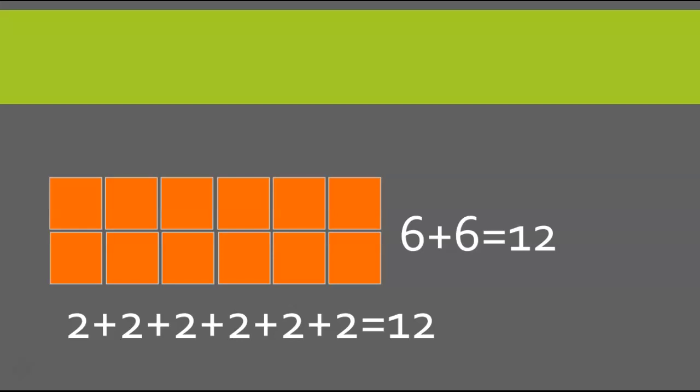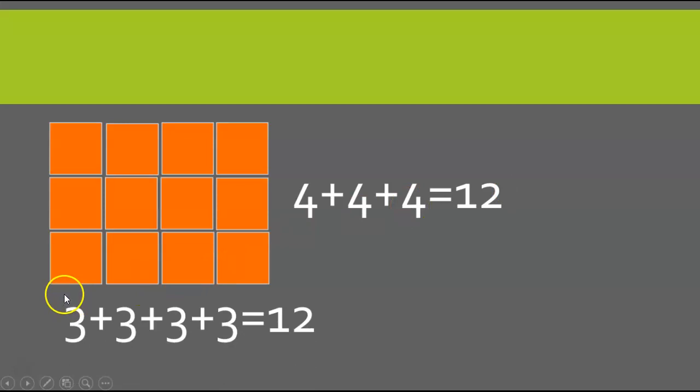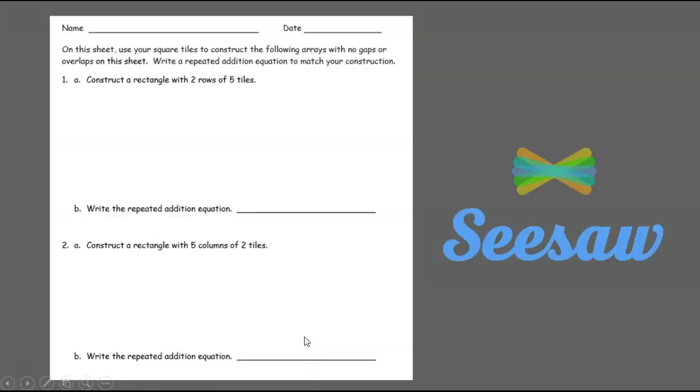Now there's another way you could have done this too. Your array could have looked like this. What would your repeated addition be here if you went by rows? It would have been 4 plus 4 plus 4. You have 3 rows of 4 equals 12. Or if you went by columns, you could have put 3 plus 3 plus 3 plus 3 equals 12.